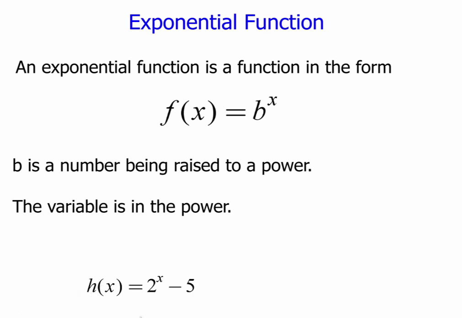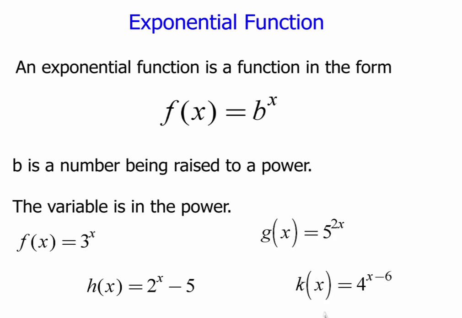Some examples would be h of x equals 2 to the x minus 5. You can see that this is just a number, and the variable is up in the power. Or 3 to the x power, or 5 to the 2x power, or 4 to the x minus 6. The key thing is that in an exponential function, the variable is in the exponent.